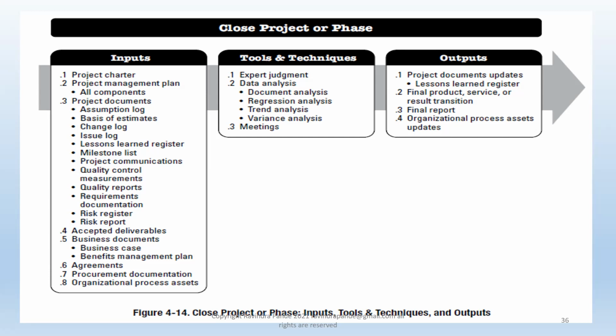Then we have accepted deliverables. So how many deliveries were made, how many deliveries were accepted, how many deliveries were rejected, if any, how many deliveries had some rework. All this analysis gives you a clear idea of project efficiencies. The close project or phase is included in the umbrella project management area called project integration management. That's why it addresses the complete project as a whole.